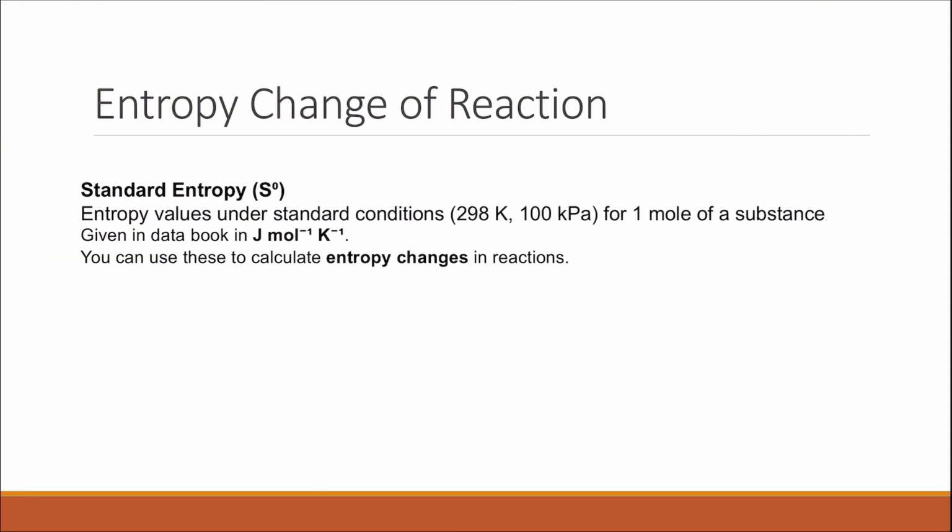Entropy change of a reaction. To calculate the entropy change for a certain reaction, we need to use the standard entropy. Each substance has a standard entropy at the standard conditions. The standard conditions are 298 Kelvin as usual and 100 kilopascals. The standard entropy is the entropy value under the standard conditions for 1 mole of a substance. The value will be given in the data book, and it's in joules this time, not kilojoules, per mole per Kelvin. You can use these to calculate the entropy change in a reaction.